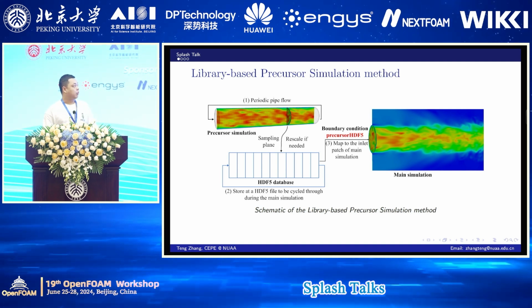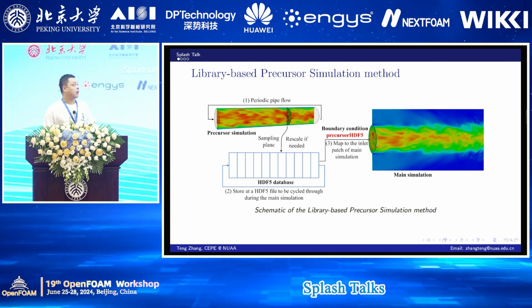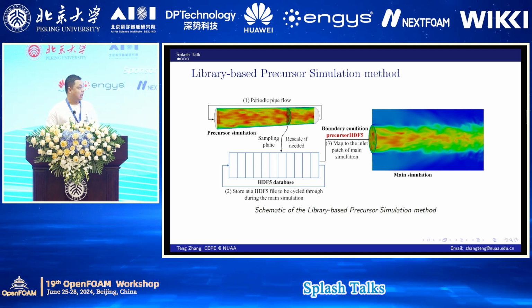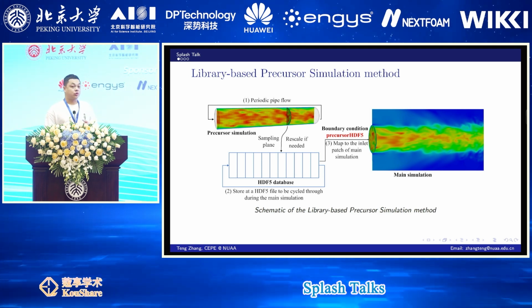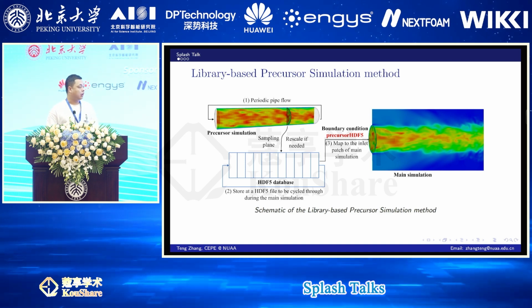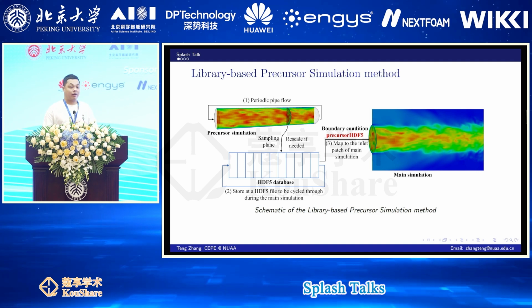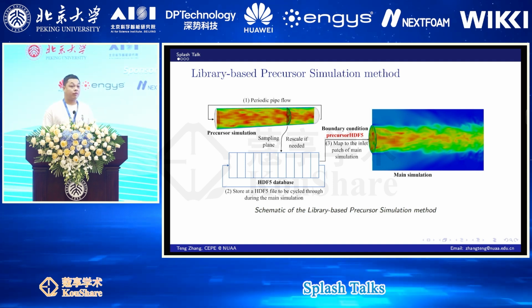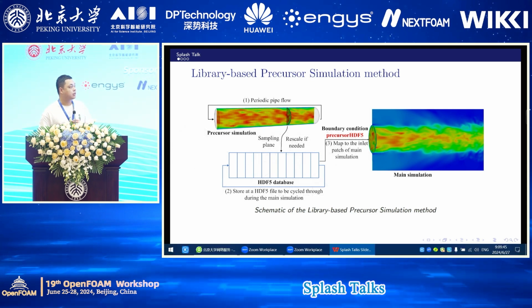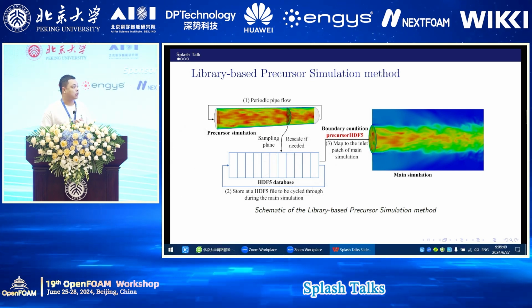First, do a precursor simulation like a periodic pipe flow, and then sample the data from a slice through the surface sampling function in OpenFOAM, and then gather the sampling data and store them in a database in HDF5 format. And this is the turbulent inflow library. And finally, use this boundary condition to map the velocity data in the library to the inlet patch of the main simulation.